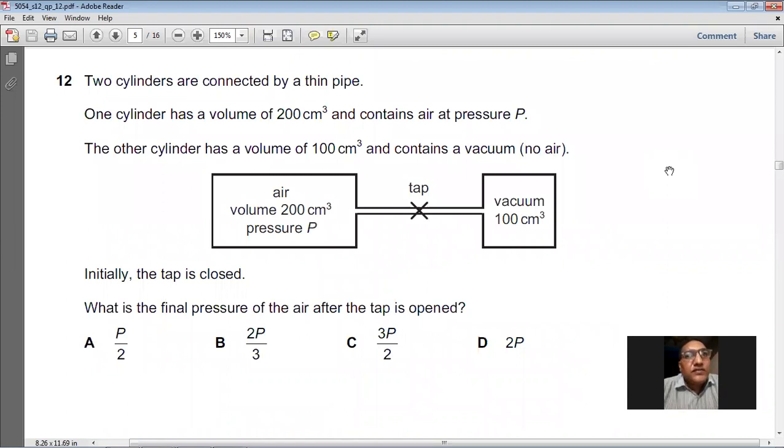Question number 12. Two cylinders are connected by a thin pipe. One cylinder has a volume of 200 centimeter cube and contains air at pressure P. The other cylinder has a volume of 100 centimeter cube and contains a vacuum, meaning no air. Initially the tap is closed, so the gas is only in this chamber. In the initial conditions, the volume of the gas is 200 centimeter cube and the pressure is P. When you open this tap, the gas will occupy both containers, so the volume of the gas will become 300 centimeter cube. What will be the pressure in terms of P?